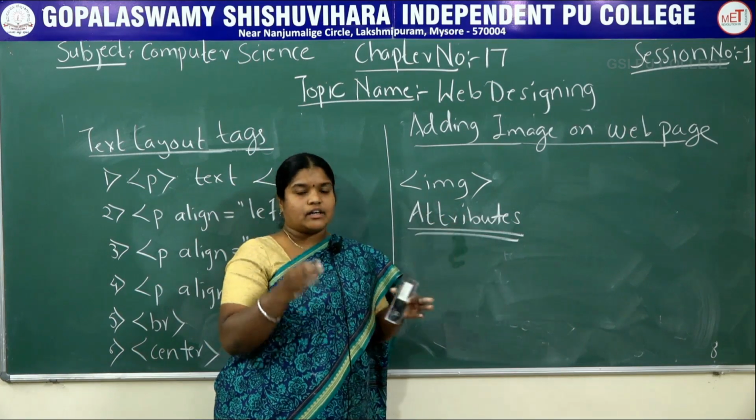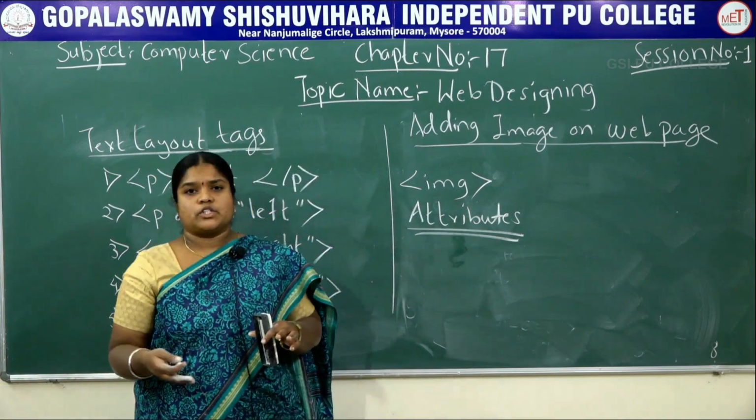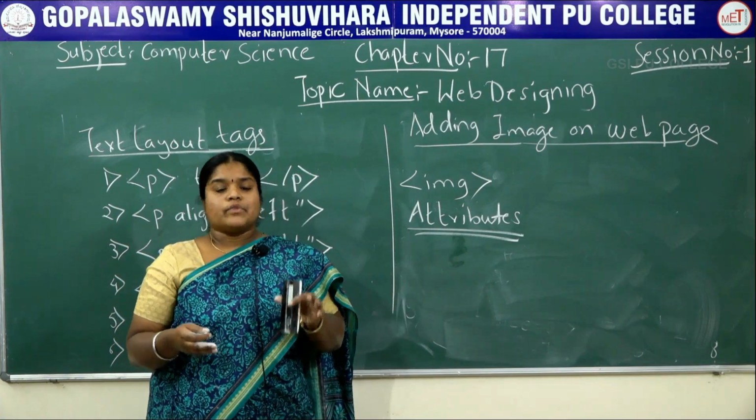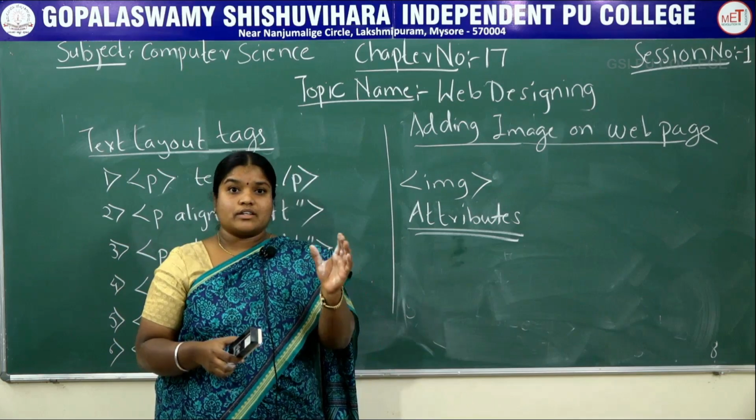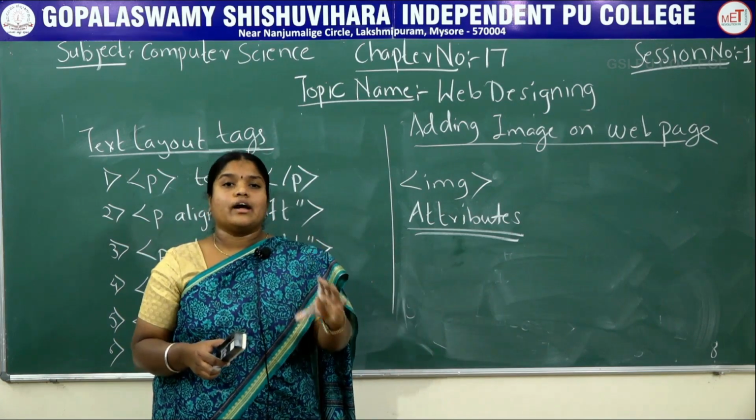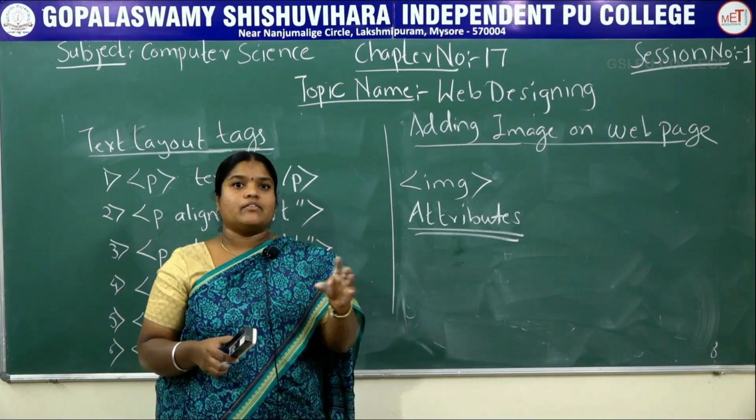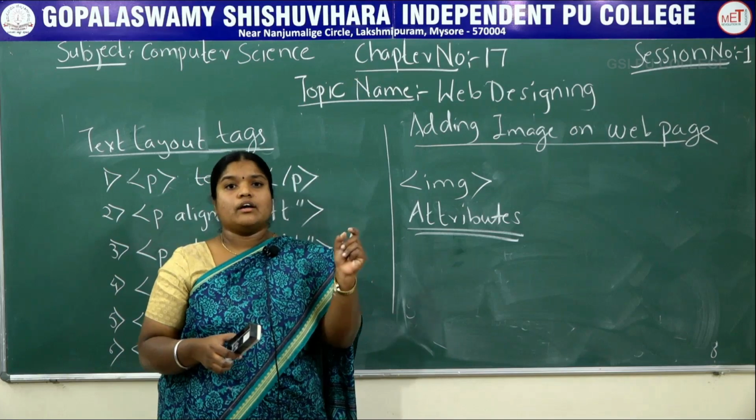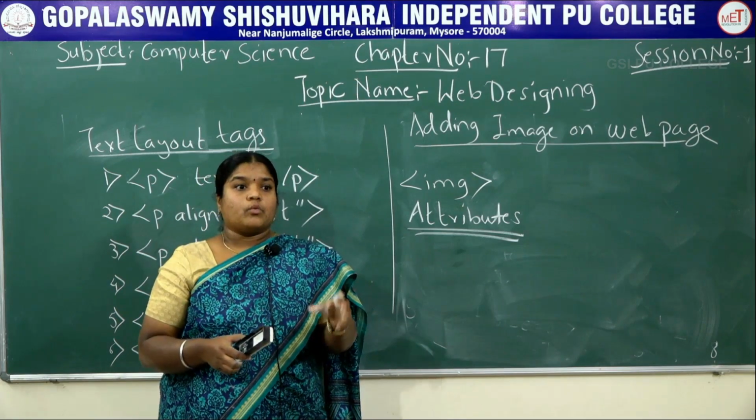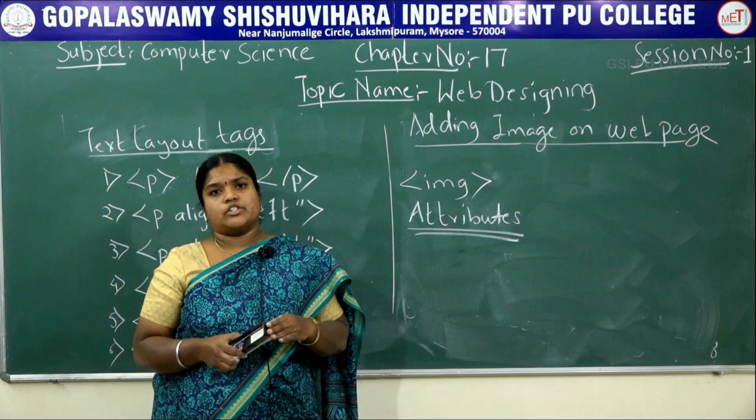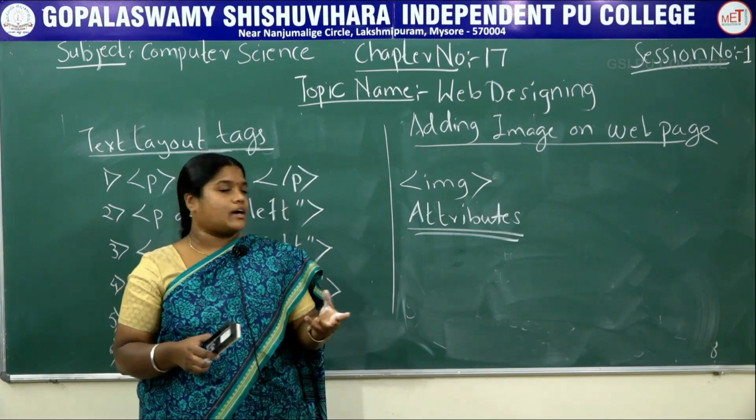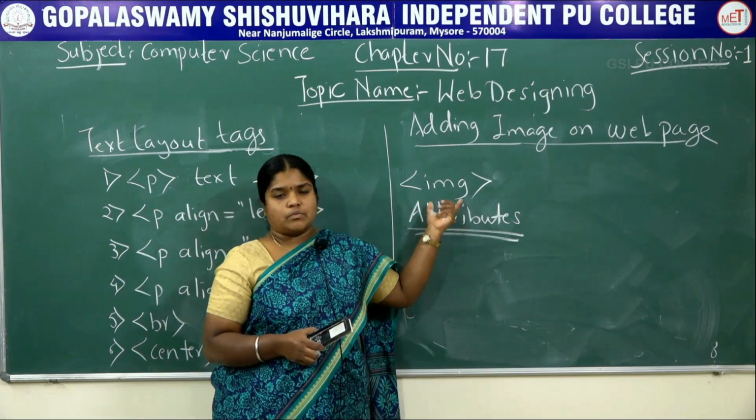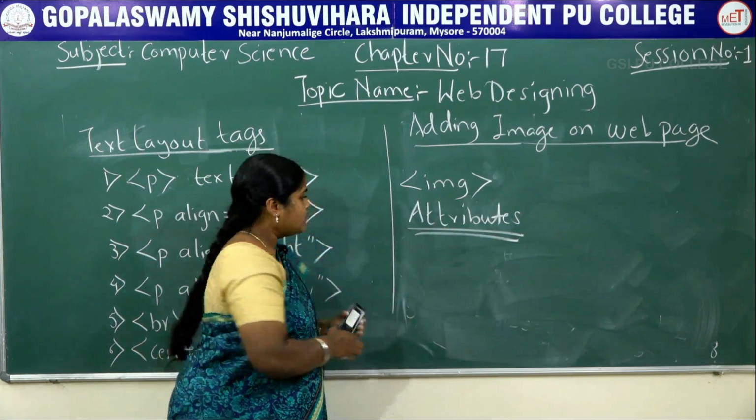Now if I consider image, what can be the different information regarding image? If you consider an image, the different information can be what is the width of the image, what is the height of the image, is the border given to the image, what should be the size of the border, what should be the alignment for the image, what is the source of the image, and so on. So those are the attributes of image. Let's see one by one.